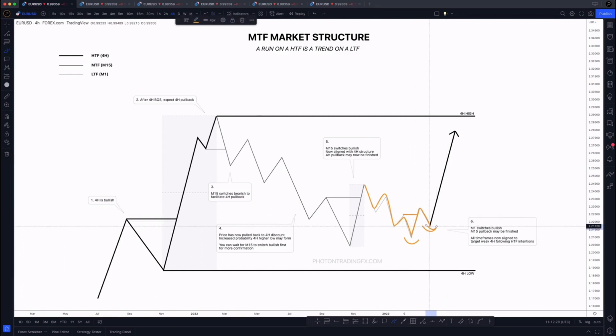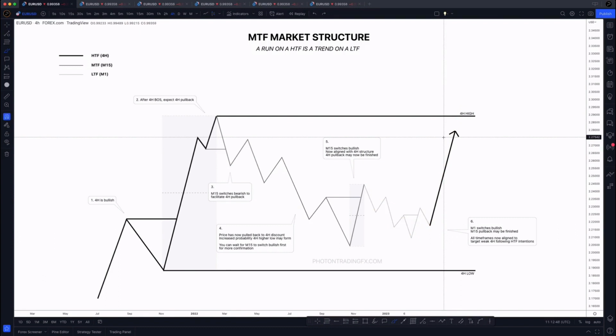Now we have full structural alignment. The M1 is bullish, which is confirming the M15 high low. The M15 is bullish, and that M15 switching bullish potentially confirms that 4 hour high low may be forming. And now this becomes a super high probability trade to now try and target that 4 hour high. Okay? So hopefully that makes sense. Watch this as many times as you need.